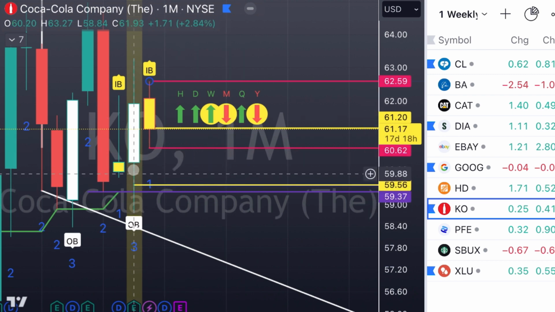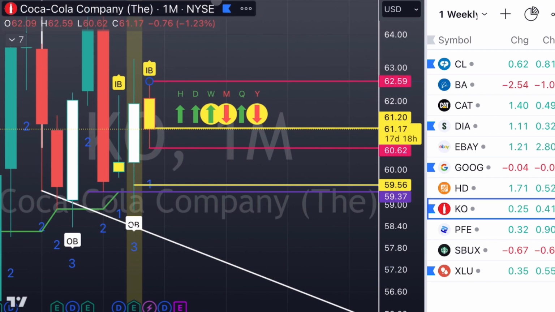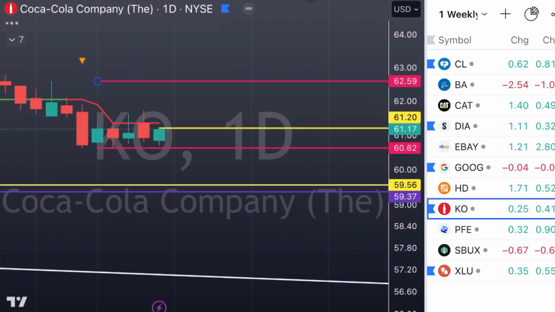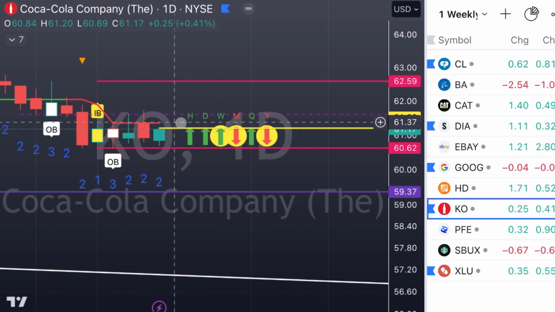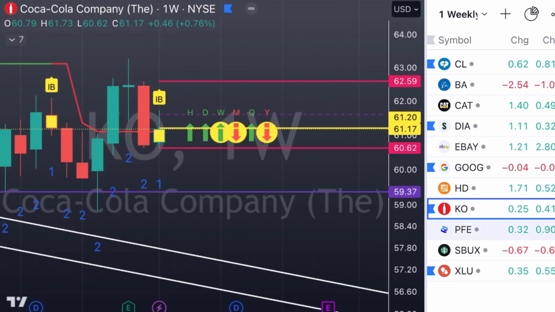First target here, first target here. And if we go to the daily, it's showing we have a setup as well. I'm going to get rid of that one. There we go, 2 down green. So we'll see how this one plays out. We'll see if we trend up and break the trigger to the downside, or if we just continue this downtrend on the day with Coca-Cola.